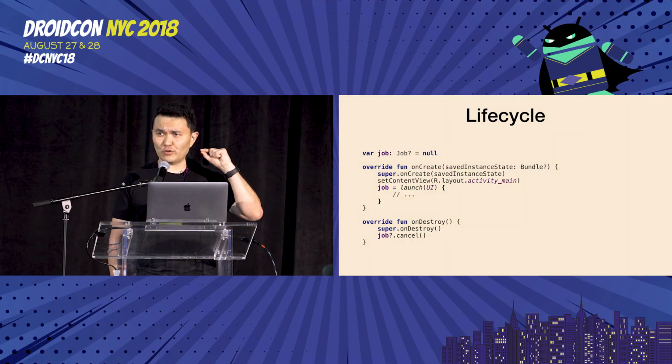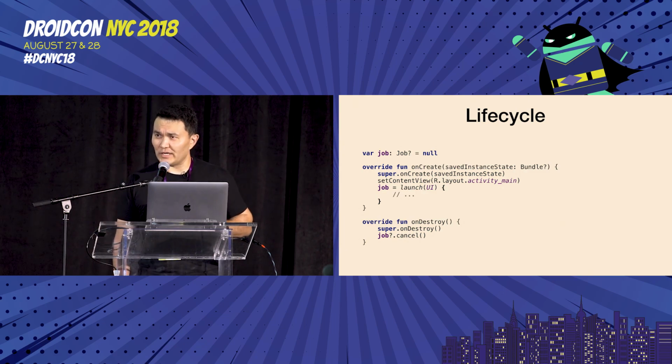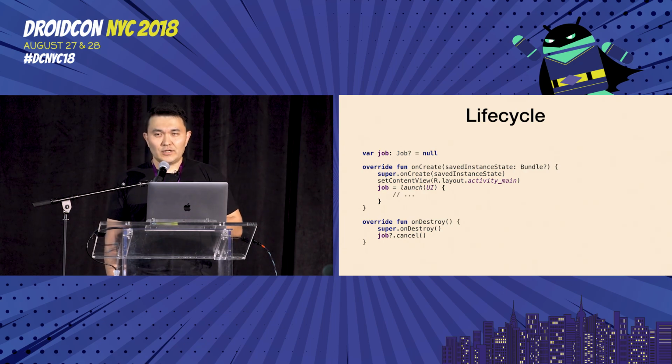The activity may be destroyed. You may be referencing something. Android is not going to be happy. And we're here to make Android happy. All right, so what are some other things you can do with the coroutines?